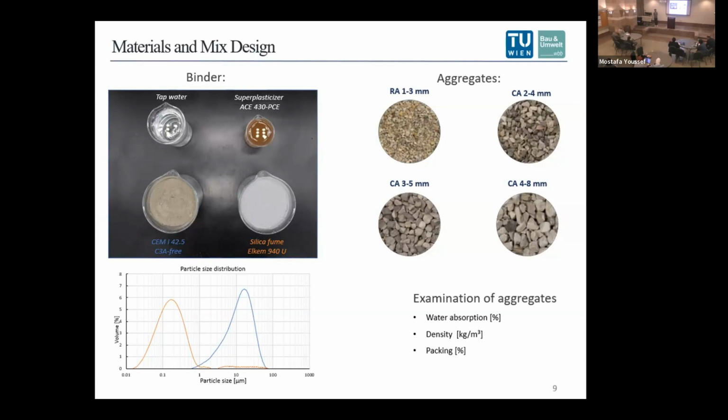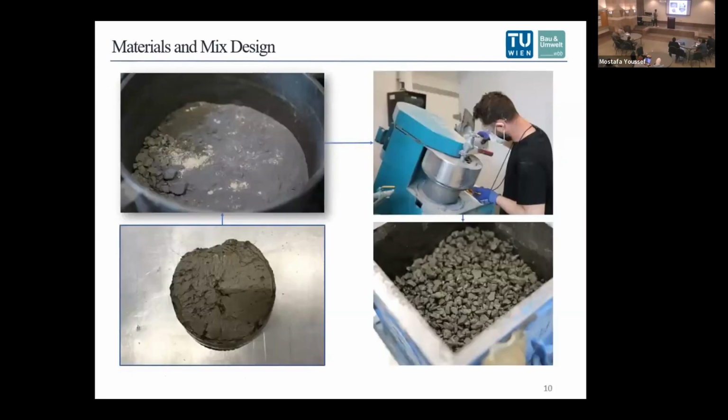We have done several examinations on aggregates, such as water absorption, density, and packing, solid volume fraction. So to avoid the flowing of the cement paste during the vibration and compaction process, we have designed a cement paste with 0 slump, 0 spread. We have tried with Teresa to do some rheological measurement, but they were not possible because this paste has a high yield stress.